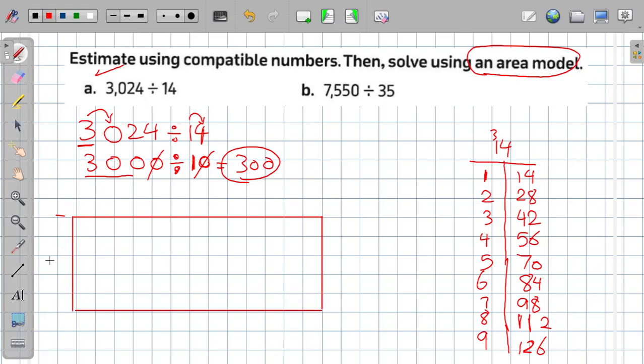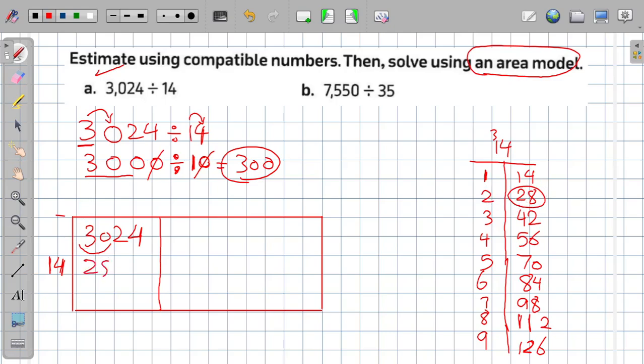So our divisor here is 14 and the dividend here is 3024. Okay, so our first two digits here are 30. I will search for a number that is less than 30. So I have here 28 and 14. So I will take 28.